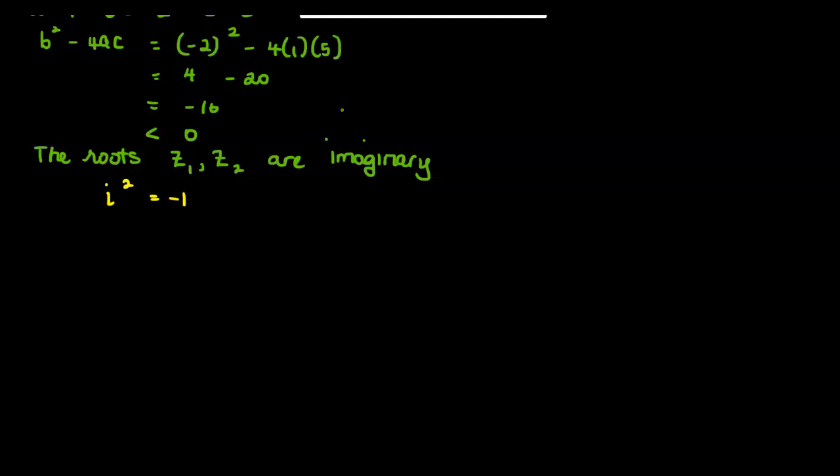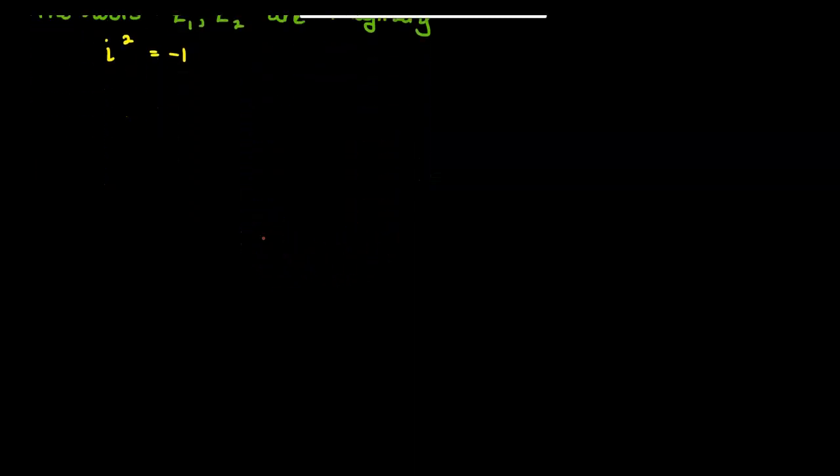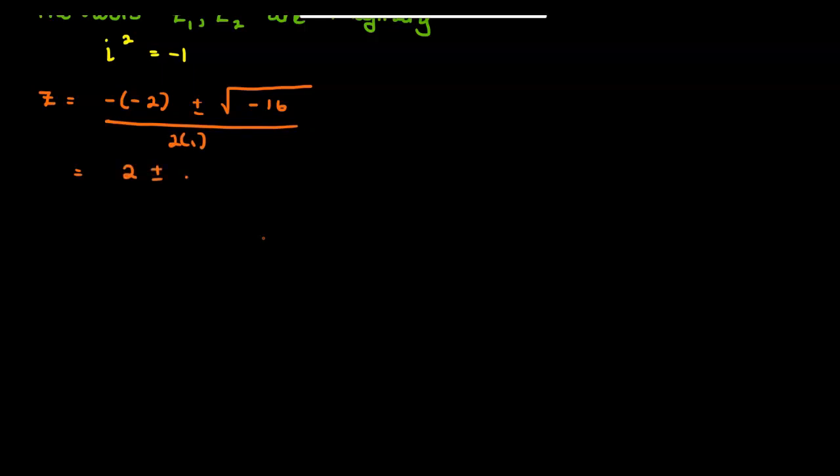Now let's see how this applies when we're actually finding the roots of this particular equation. Please note that the roots are now imaginary. So z is equal to, using the quadratic formula, minus of minus 2 plus or minus the square root of b squared minus 4ac, which you just found to be negative 16, all over 2a, which is 2 by 1. That is equal to 2 plus or minus, and now we're going to introduce i squared as negative 1.